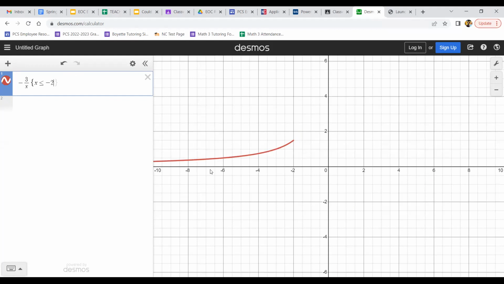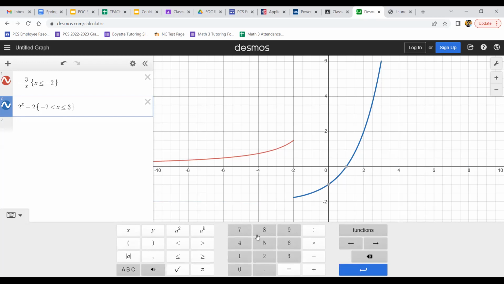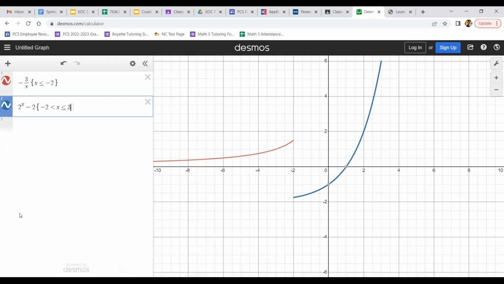And then for the next one, I've got 2 to the x minus 2, squiggly bracket, and then -2 less than x less than, and then when I type the equal to, it'll make it a less than or equal to 3. And you can type these using your keyboard, which is what I'm doing, but you can also click on this keyboard for Desmos and type them in down here using these inequalities. So that's an option as well. I just prefer the actual computer keyboard.